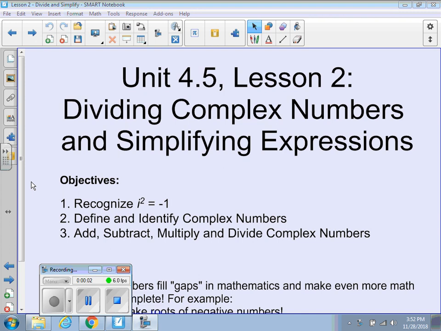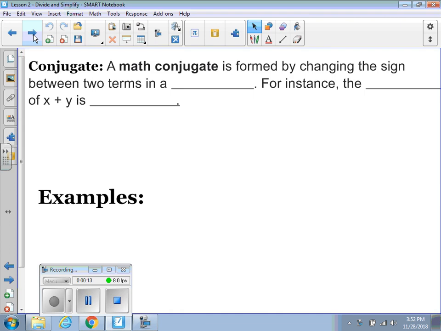Alright guys, here's a video to recap what we did today in class. So Unit 4.5, Lesson 2, we're going to learn how to divide complex numbers and simplify expressions involving complex numbers. The first thing I need to take you through in these notes is something called a math conjugate.